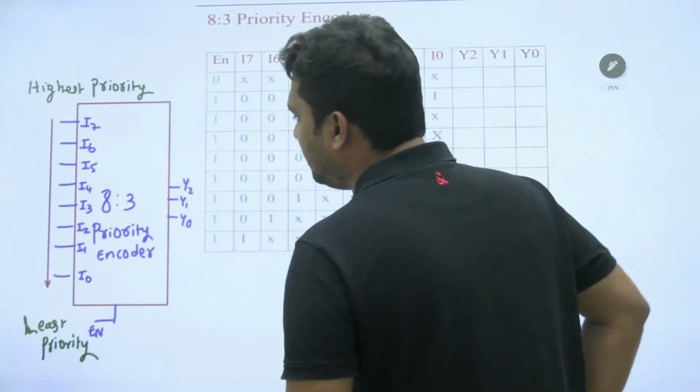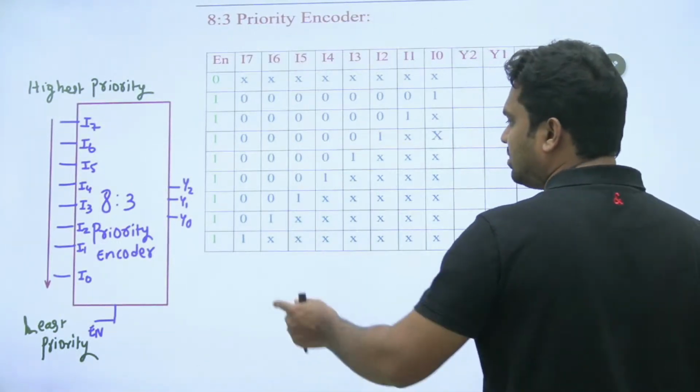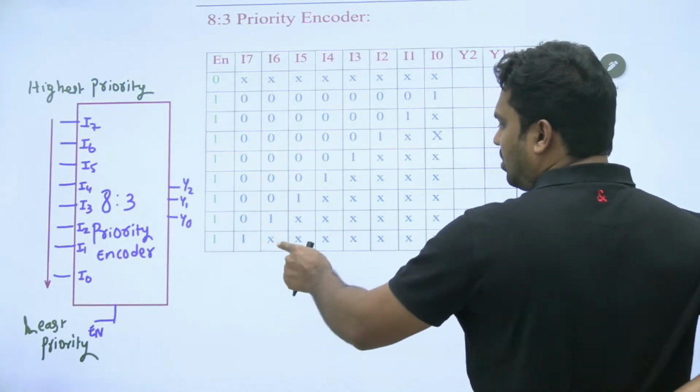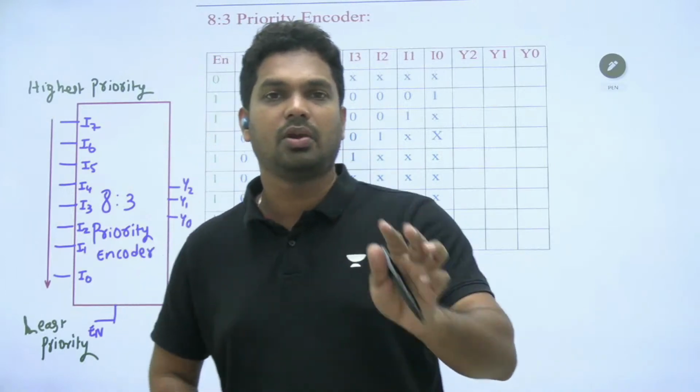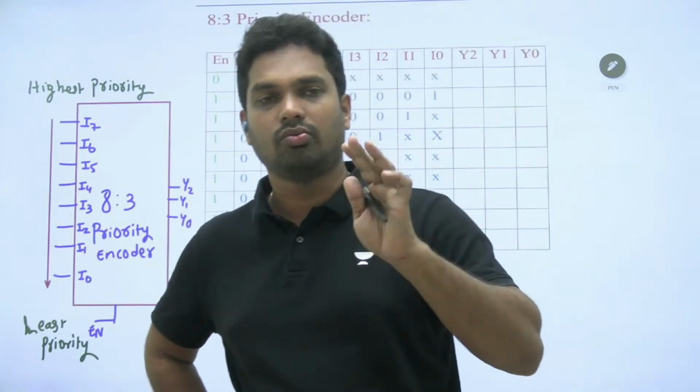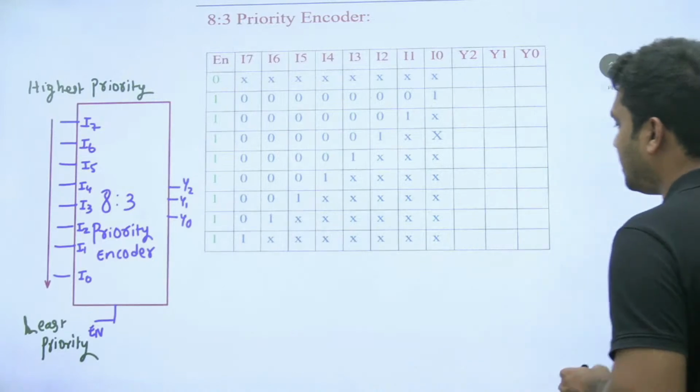So here the design is like this. When I7 equal to 1, the remaining all inputs can be anything, whether it is 1 or 0, doesn't matter. I7 is the high priority. अगर I7 1 है तो बाकी तो 1 or 0 doesn't matter. मेरा output में क्या आना चाहिए sir?